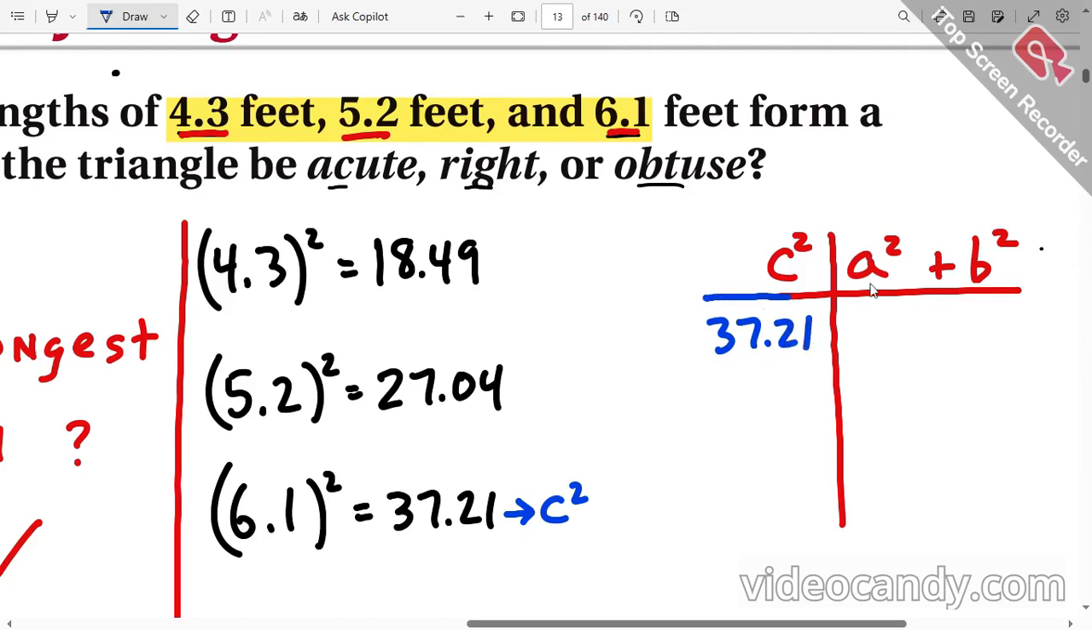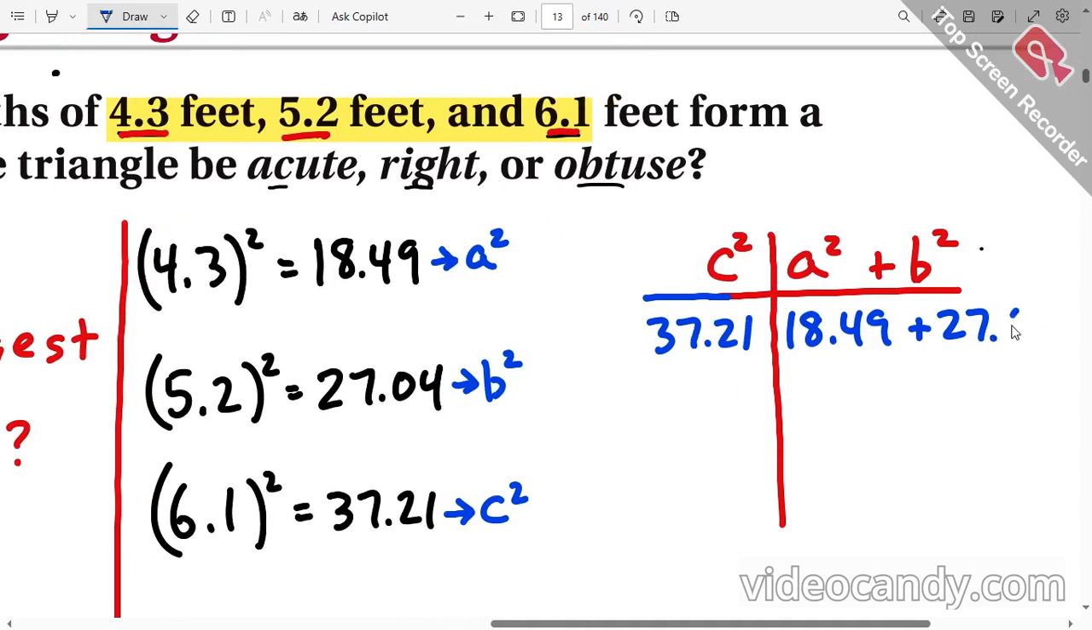And we said for A and B, it doesn't matter. So I'll let 18.49 be the A squared. And I'll let 27.04 be the B squared. So that's going to be plus 27.04. So 27.04 plus 18.49, I get 45.53.